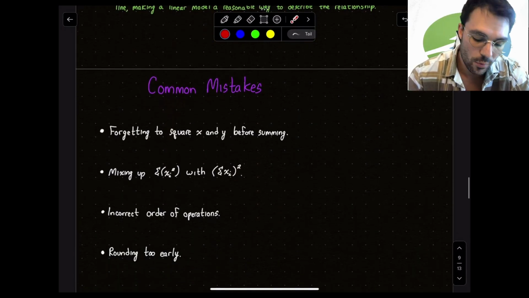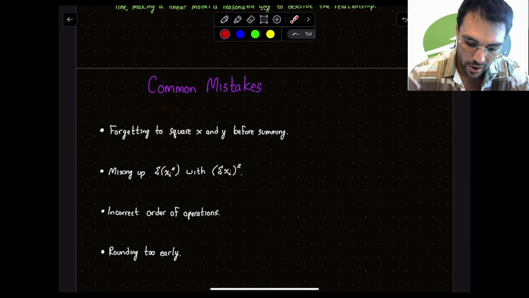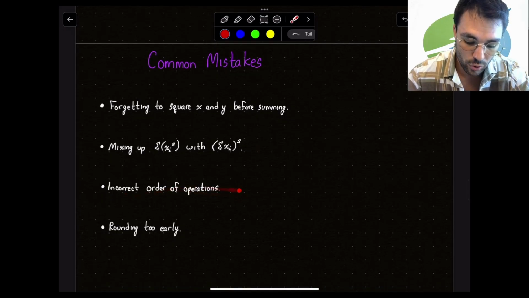Some common mistakes that we're not going to make: forgetting to square X and Y before summing. This is a big one right here, mixing up the summation of X sub i squared with the summation of X sub i, and then that value squared. The square being on the inside of the parentheses or the outside makes a huge difference. Messing up our order of operations.